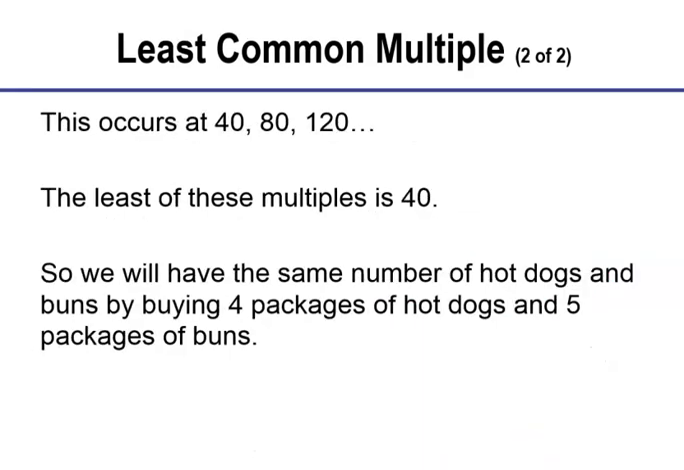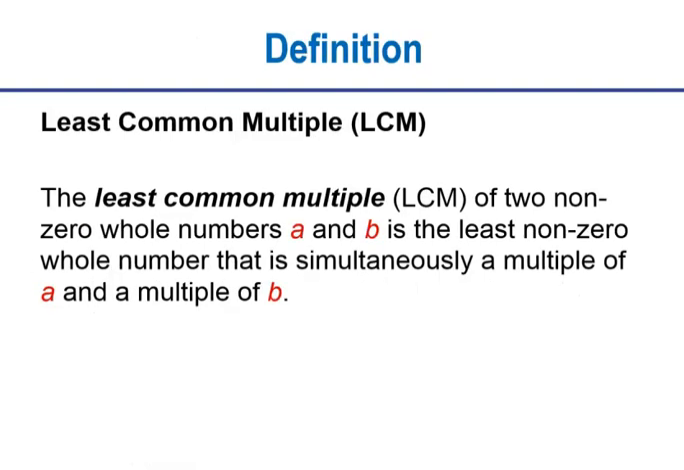Typed up, it says this occurs at 40, 80, 120. The least of these multiples is 40. So we had common multiples. We didn't go that far in our list, but the least common multiple would be 40. So the same number of hot dogs and buns by buying 4 packages of hot dogs and 5 packages of buns. That takes us to a definition of the least common multiple.